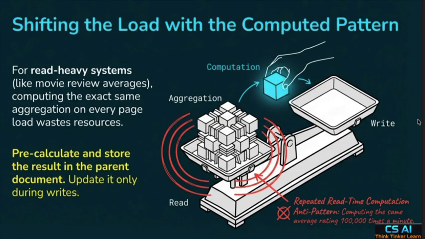For read-heavy systems like movie review sites, calculating the same average rating 100,000 times a minute is a waste of resources. We use the computed pattern. We pre-calculate the aggregation and store the result directly in the parent document. By shifting the computational load from the read side to the write side, we ensure that the most frequent operation, viewing the page, is as cheap as possible.